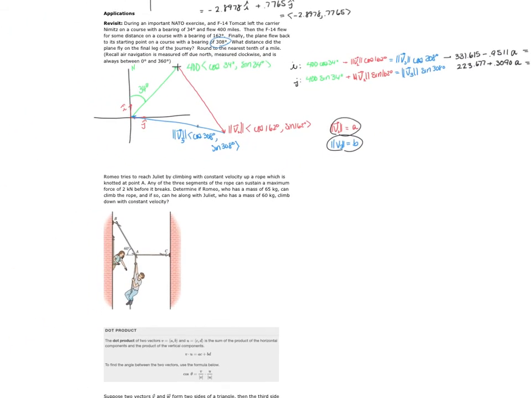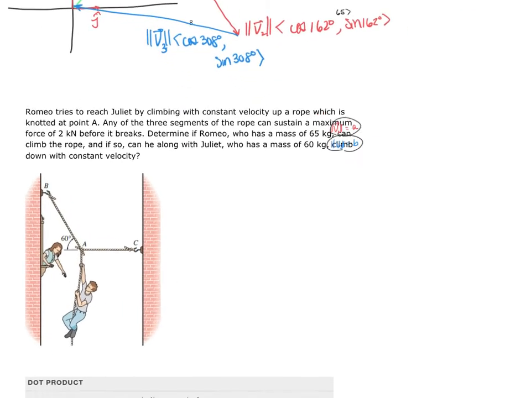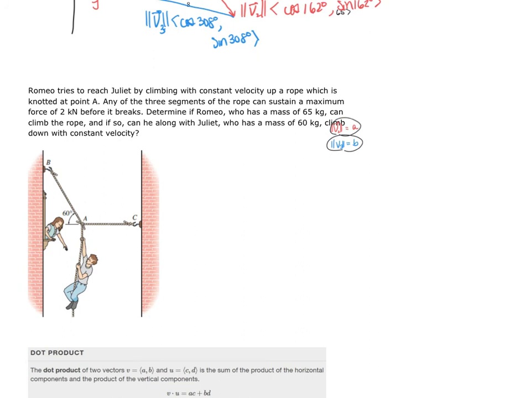Okay, now let's look at Romeo. Romeo, wherefore art thou, Romeo? We're going to be doing the Romeo and Juliet problem. Nice standard Romeo and Juliet. We want to know whether or not the ropes that we have are going to be able to hold this up. Now, what we have is these vectors. So let me just draw the vectors as we have.